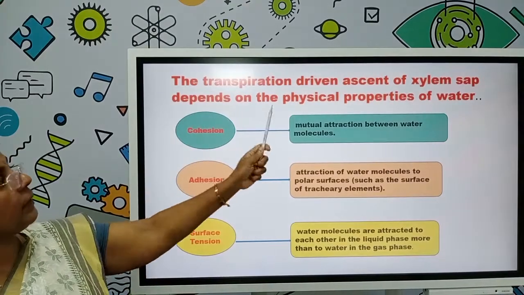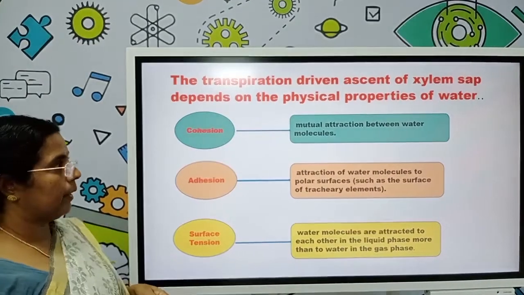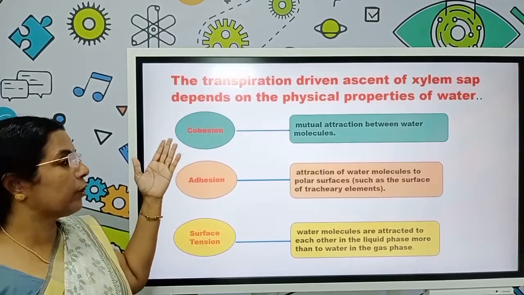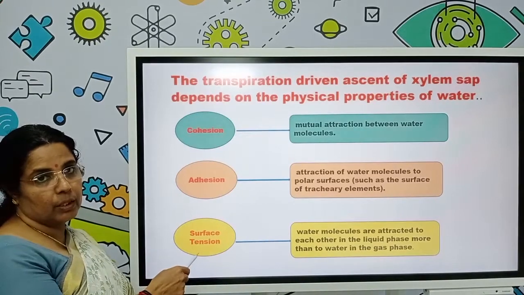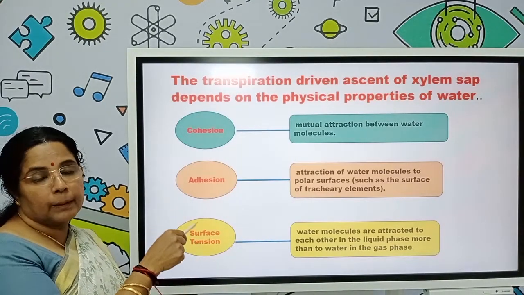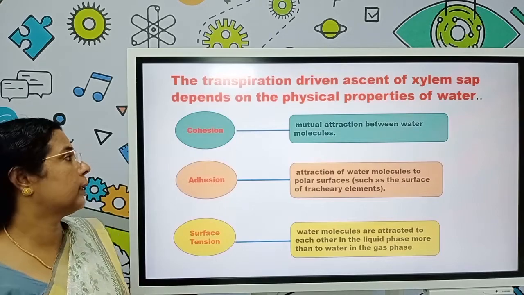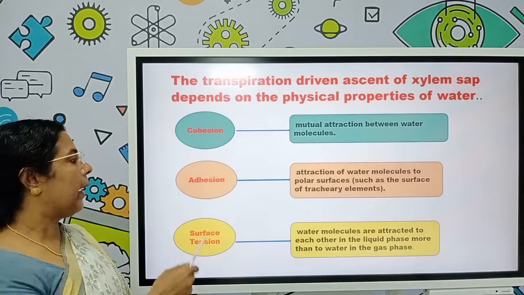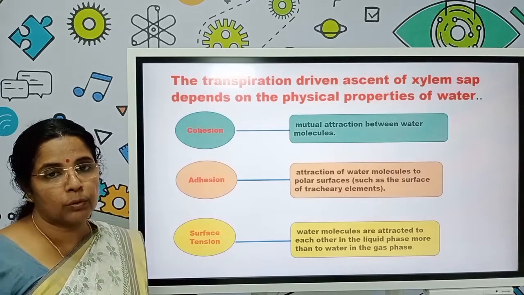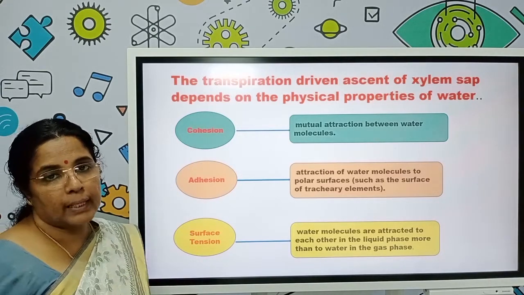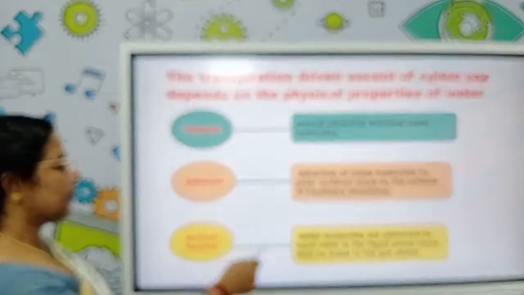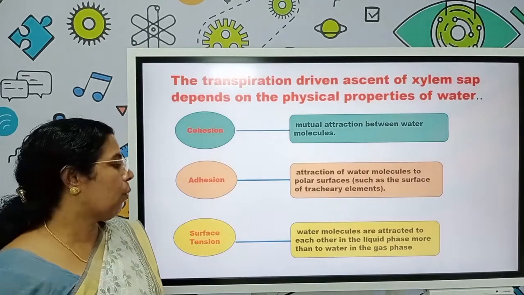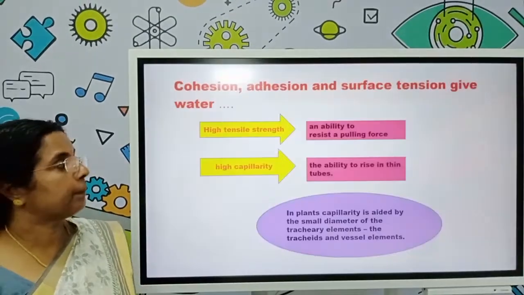The transpiration-driven ascent of xylem sap depends on the physical properties of water. Physical properties like cohesion, adhesion, and surface tension all help in the upward conduction of water. Cohesion is the mutual attraction between water molecules, and adhesion is the attraction of water molecules toward the xylem tracheids. Surface tension means water molecules are attracted to each other in the liquid phase more than to water in the gaseous phase.